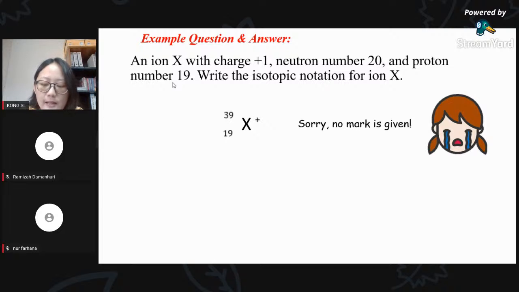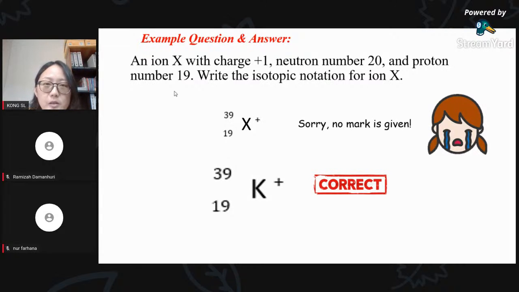So the correct answer should be like this. Okay, so this is the correct answer. So be careful. Seems like the question is very simple, but there are some tricks over there.